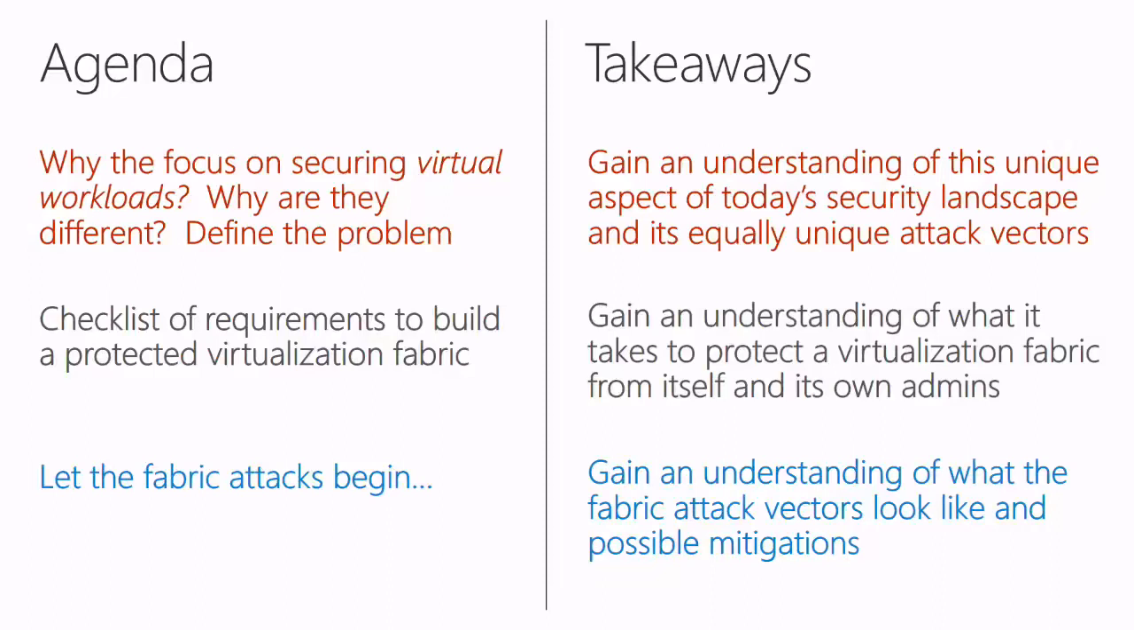So why focus? Well, the reason for focusing on this is because there are attack vectors, as I said, that are unique to the fact that you're running a workload on a virtualization fabric. Then I want to give you a checklist of the requirements to build one. If you wanted to build a guarded fabric, something that could protect itself from these attacks, what would a high-level checklist look like? Last but not least, let the attacks begin, and I'll walk you through a slew of attacks. We can't do them all. We've got about 12 in total that we show. I'm going to do about 6 or 7 here and show you how we mitigate them.